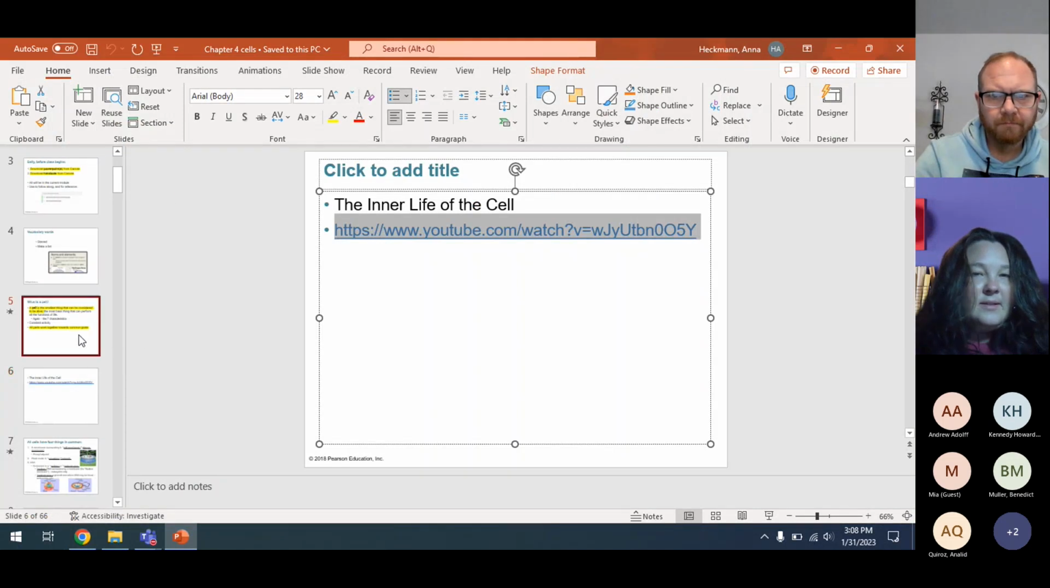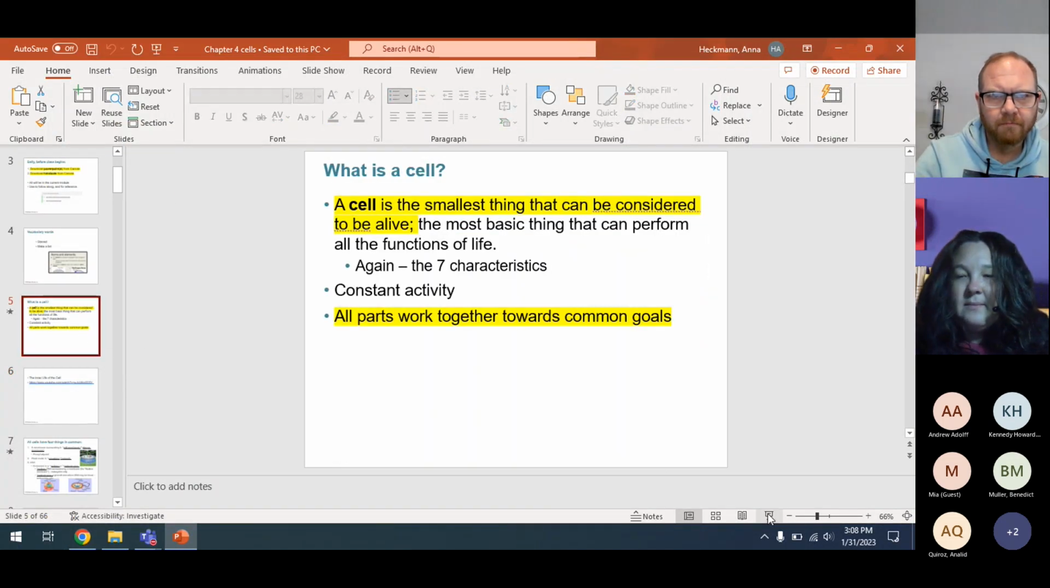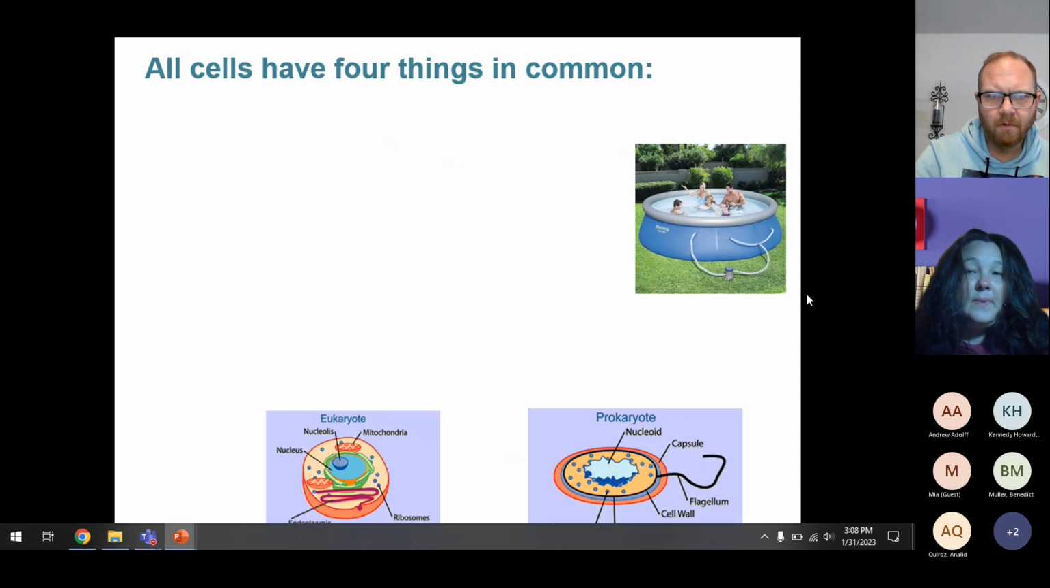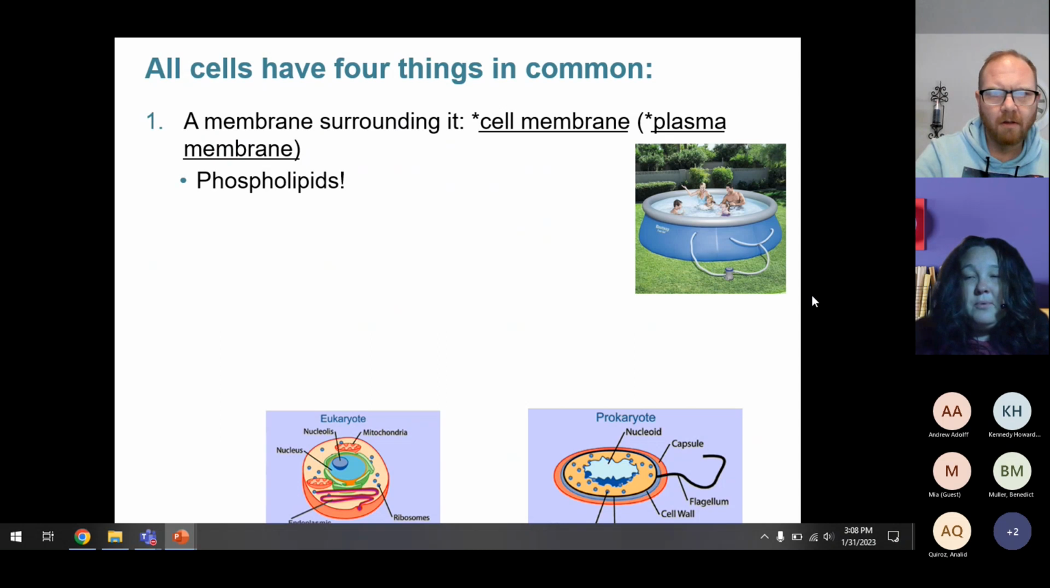So to summarize, a cell is the smallest thing that can be considered to be alive. And as you saw in the animation, all parts are working together toward common goals. All cells have four things in common. They all have a membrane surrounding them. We call this the cell membrane because it surrounds the cell, or the plasma membrane.